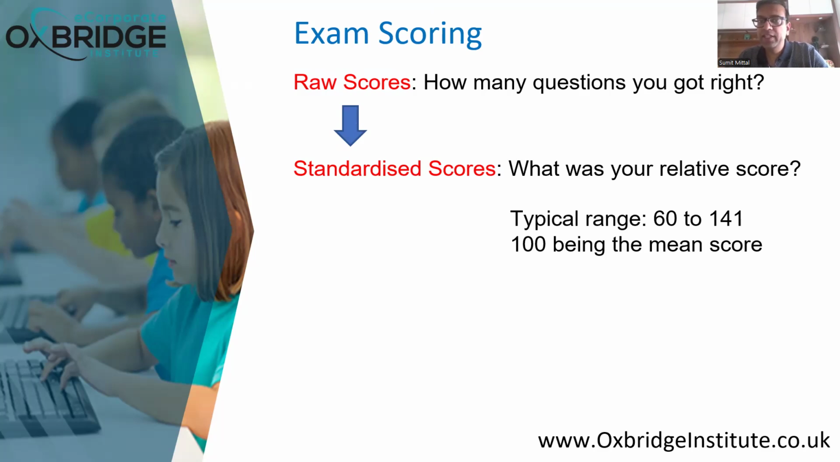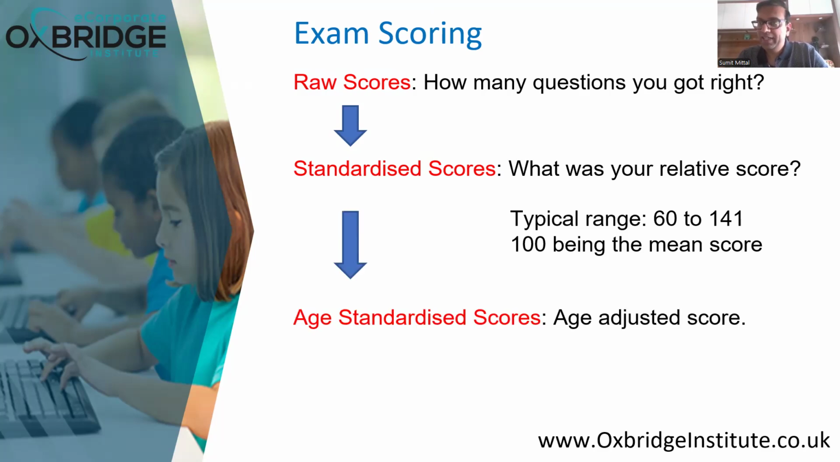In terms of score range, a typical standardized score can vary between 60 to 141. 141 is generally the highest possible score in a QE exam. So generally, if you get a perfect score, that would be 141. 100 is typically the mean score achieved by all the students who are taking the exam in that year.